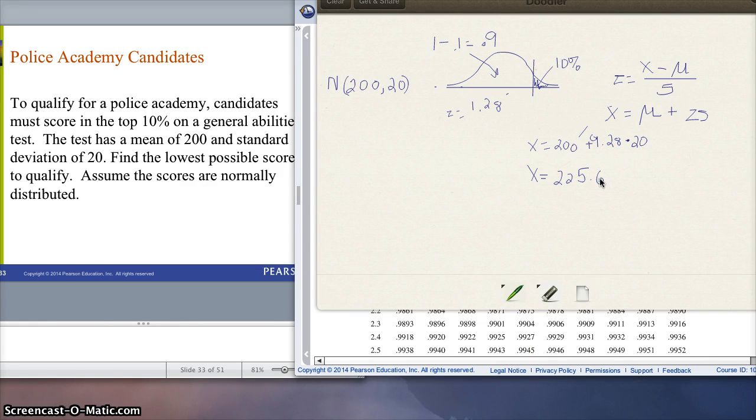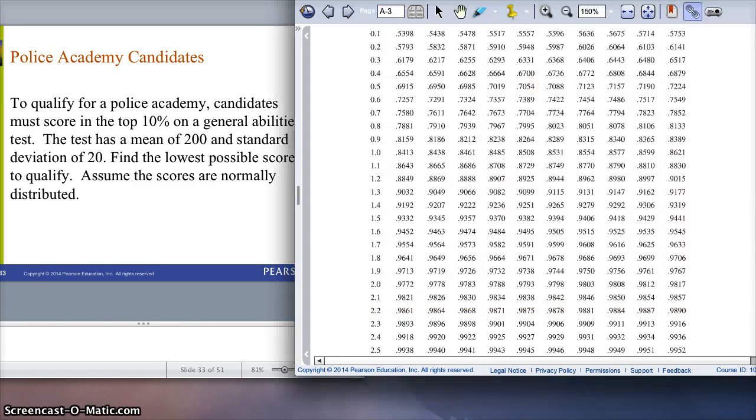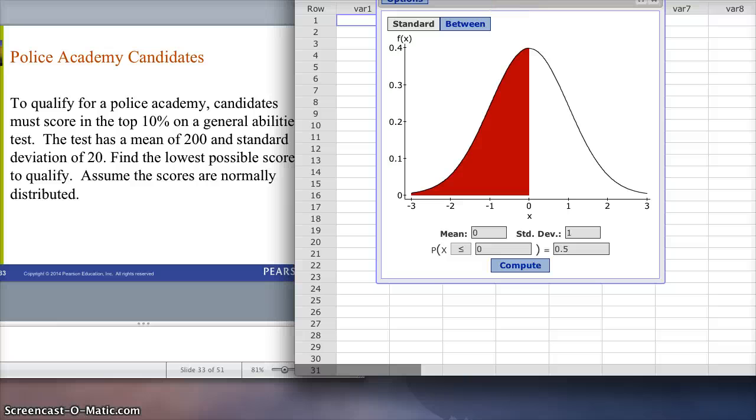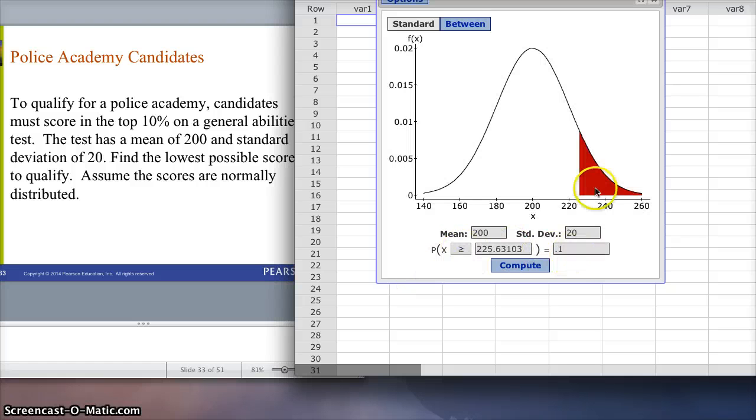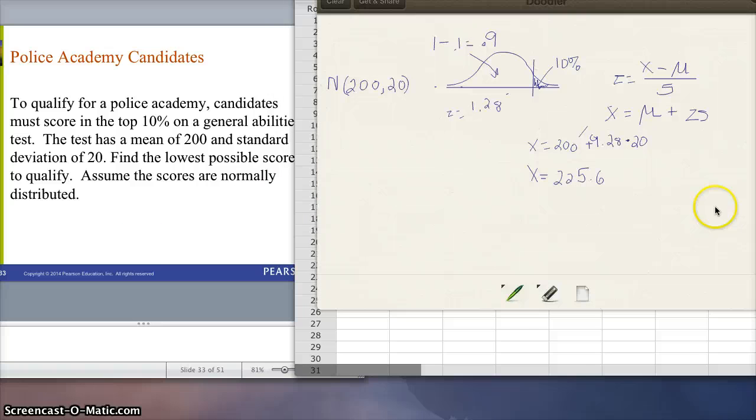Now we can also again do this with the applet. If I come over to StatCrunch, remember it's under Stat, Calculators, Normal. My mean is 200, standard deviation is 20. This time again we know this piece is 0.1, so we want the part that's greater than it to be 0.1. And there's the 225.6 that I just came up with. So again, that problem is what I would call backwards, in that I give you the percent and you have to find the x value.